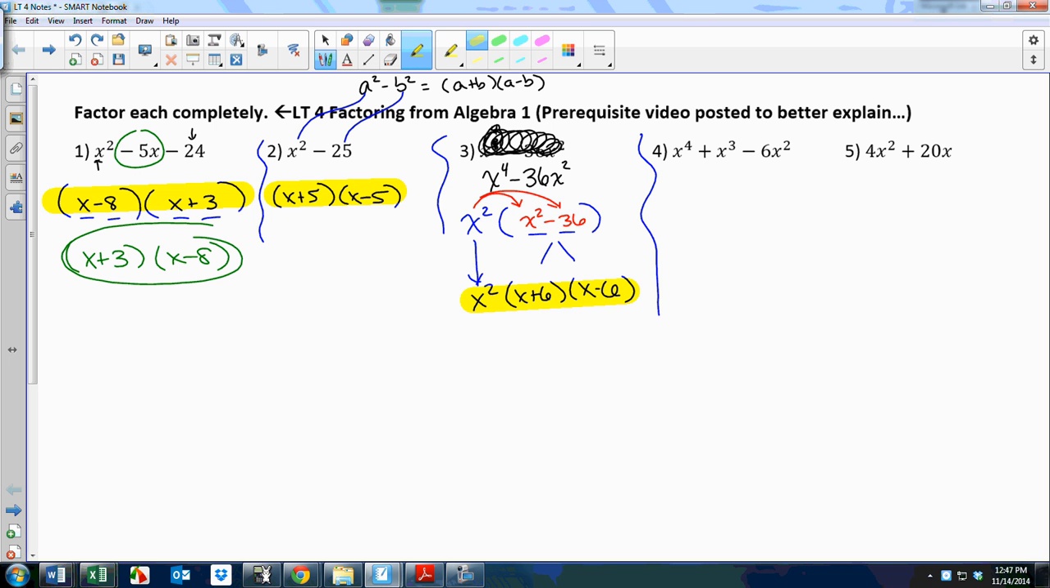Highlight the final answer there. Yeah, they have a GCF of x squared. You'll take it out of all 3 things, and you'll get x squared plus x minus 6. So there's 3 things that might still factor.